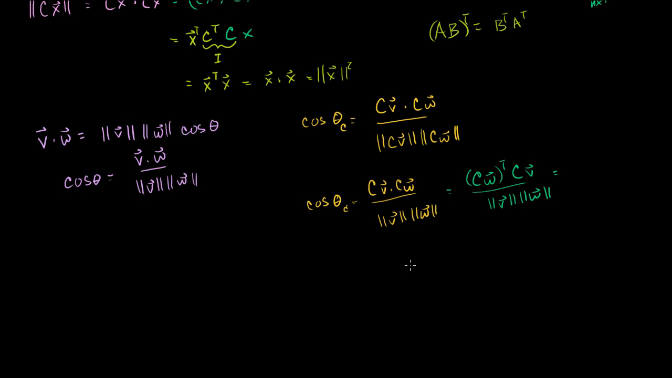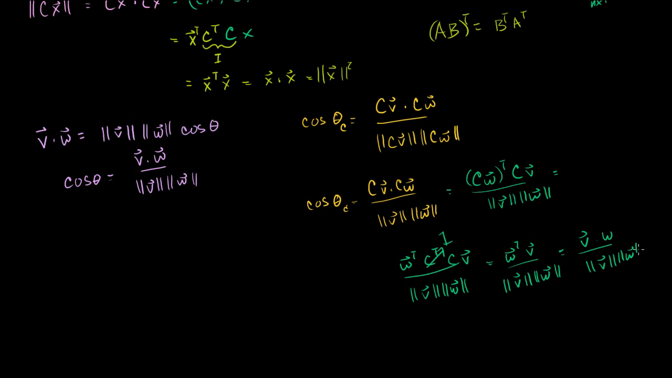I'm going to write it down here to have some space. We can switch these guys and take their transpose. So it's W transpose times C transpose times Cv, all of that over the product of their lengths, V and W. And C transpose C is the identity matrix. So this is going to be equal to W transpose times V over the product of their lengths. And this is the same thing as V dot W over their lengths, which is cosine of theta.